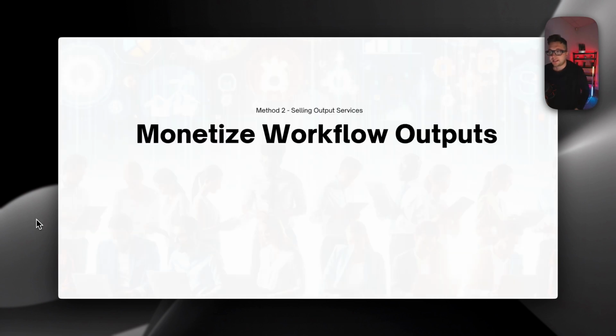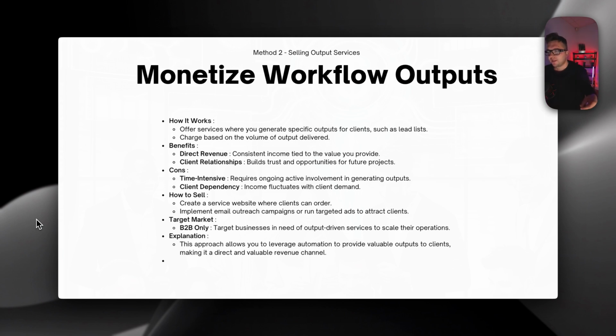Method number 2 is selling the output as a service. It works where you generate specific outputs for clients such as lead lists. So, a real world example, you can help companies to find leads, let's say in Latin America, Africa or Asia for peer-to-peer financing companies and sell the output. Every single lead is like an output, and you charge based on the volume of output delivered.